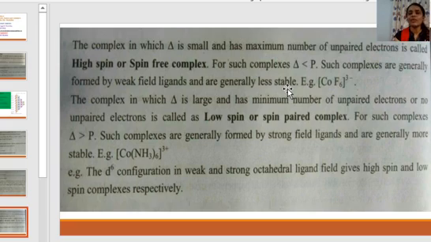So overall, let's come to a point that whenever there is a weak field ligand present in any complex, the splitting energy will be lesser than the pairing energy, due to which the number of unpaired electrons will be higher in these complexes, and these complexes are called high spin or spin free complexes, and they can also be called weak field complexes.